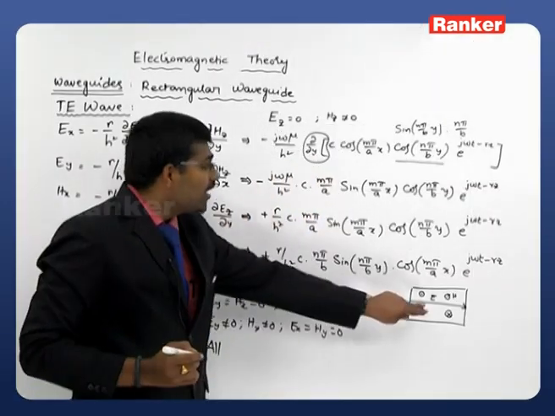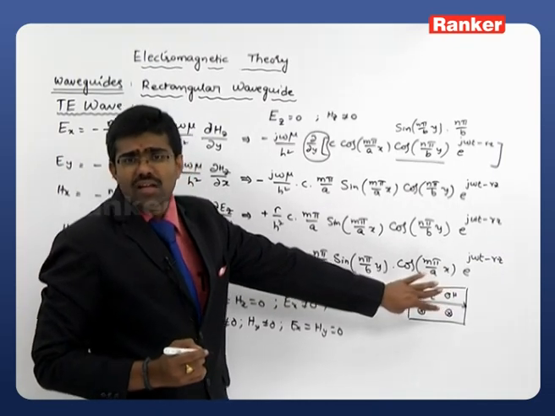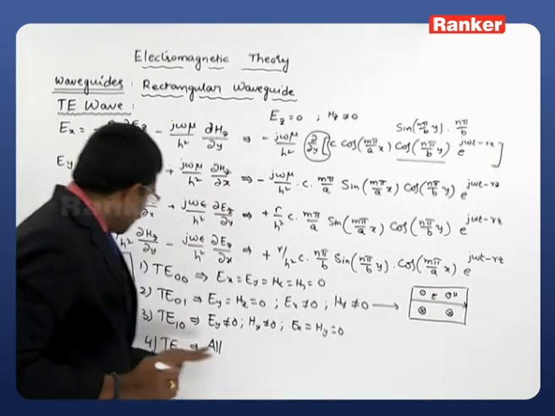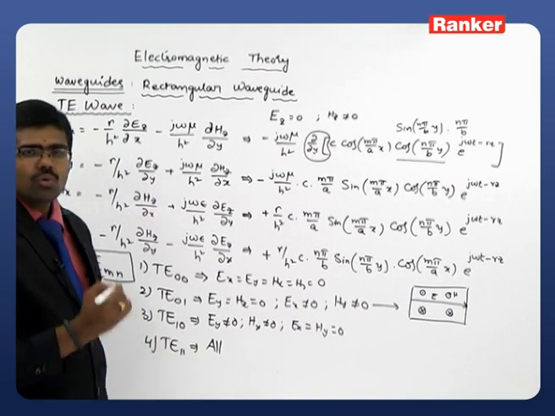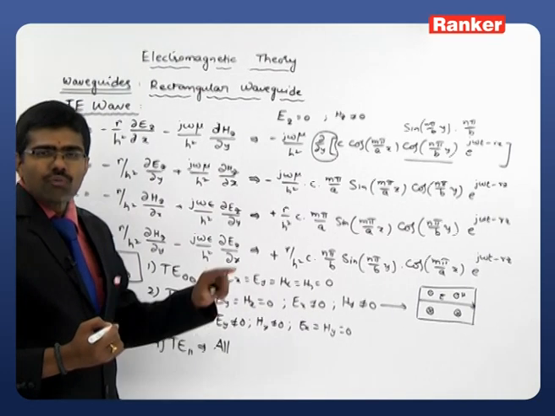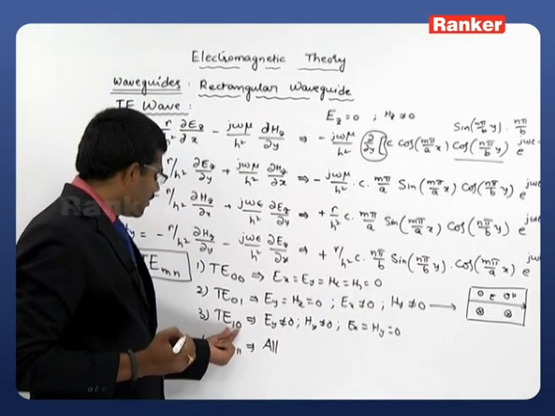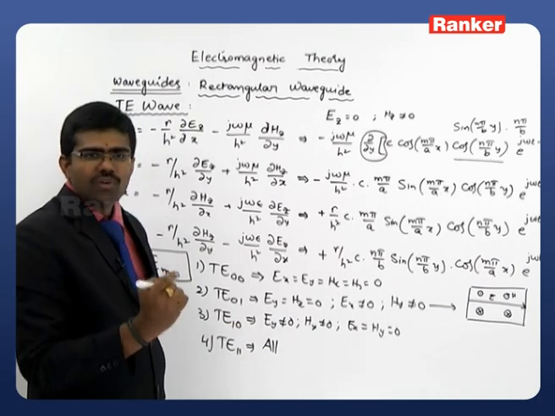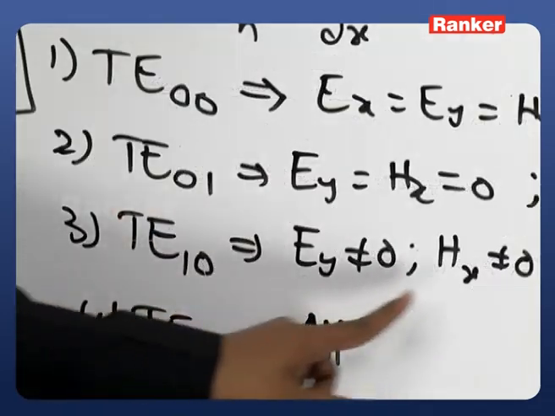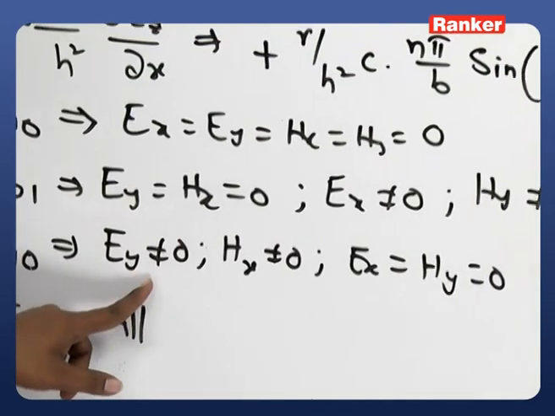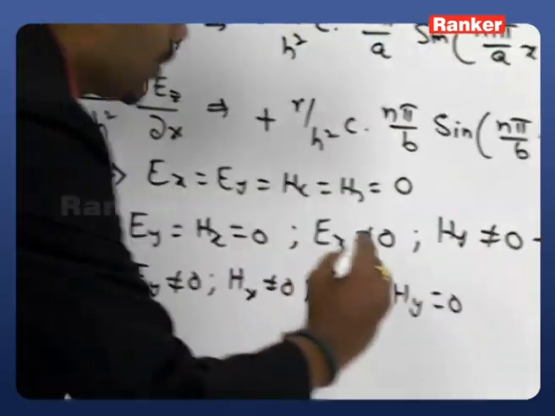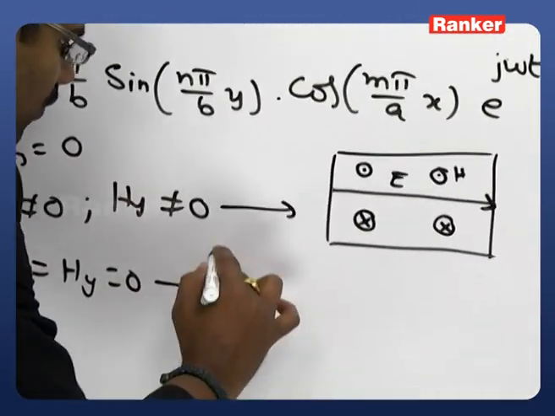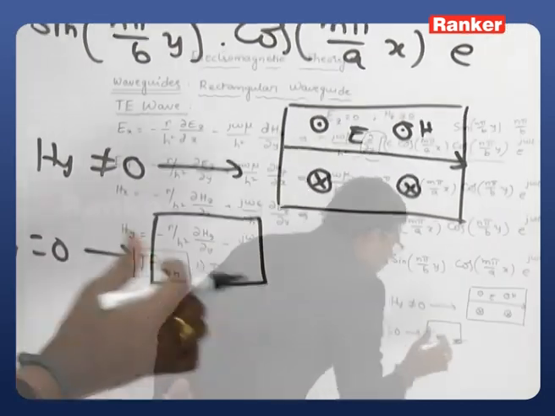This is a way of drawing the fields in a rectangular waveguide. Similarly, if you are considering TE10, how to draw the TE10? How many half wave variations are there in our broader dimension? One half wave variation will be there. That half wave variation is existing in which direction? Y direction.